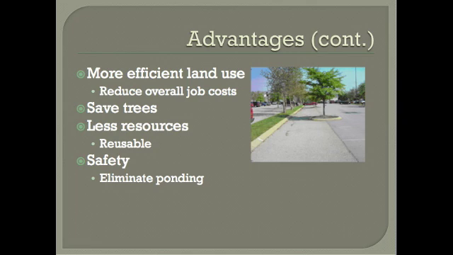Pervious concrete also uses less resources. It can use reused aggregates, and when its 30-year lifespan is up, it can be recycled and uses the aggregates for the new pervious pavement. Pervious concrete can also increase safety by eliminating ponding and the potential for sheet flow over a surface.